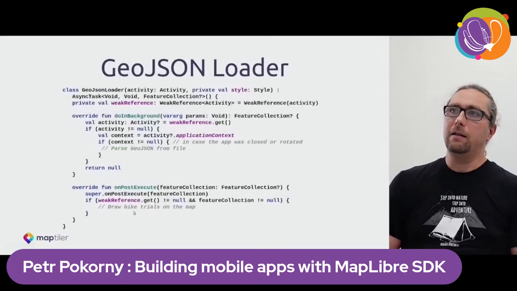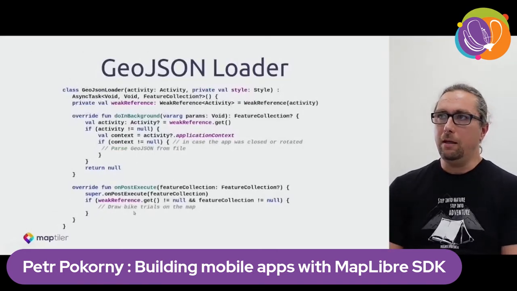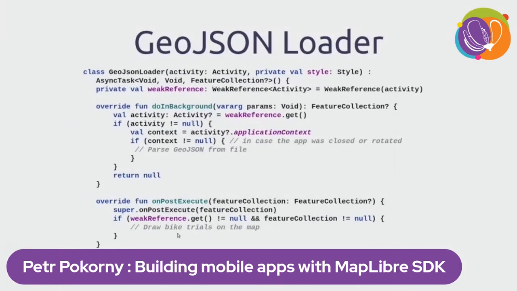The AsyncTask is a way on Android. There are many ways how to do that, but one of the ways is to use AsyncTask to execute asynchronous code in the background. We are using here a class which is called GeoJSON Loader. This is our custom class.